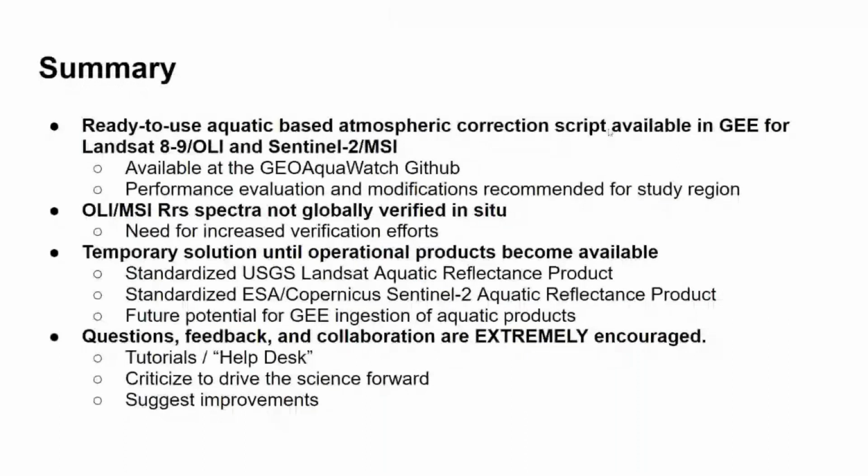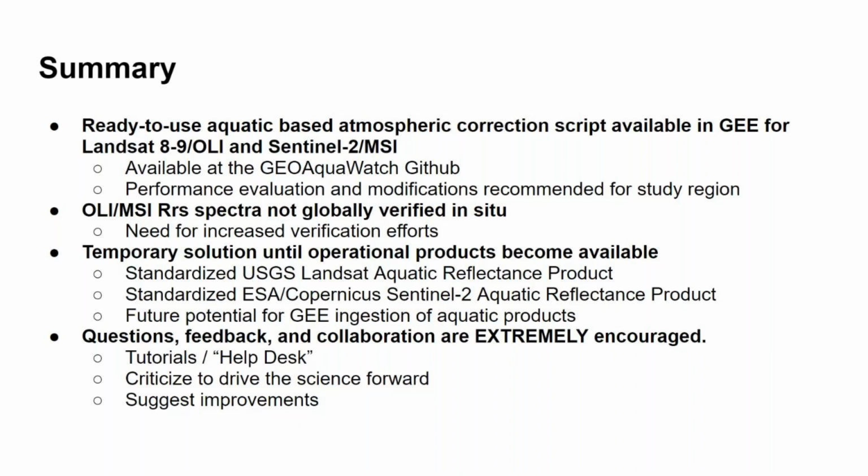So in summary, we do have a ready-to-use aquatic-based atmospheric correction script available in GEE for Landsat 8, 9, and Sentinel-2 in both Python and JavaScript. It's available at the GEOAquaWatch GitHub. Performance evaluation and modifications are highly recommended for your study region if you're going to use this. As I said, the Rrs spectra are not globally verified in situ, so there is going to be a need towards increased verification efforts.